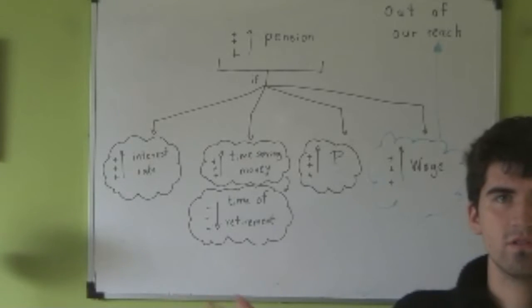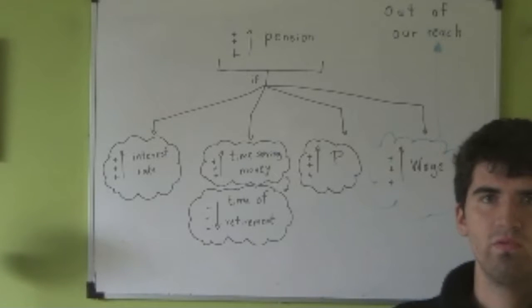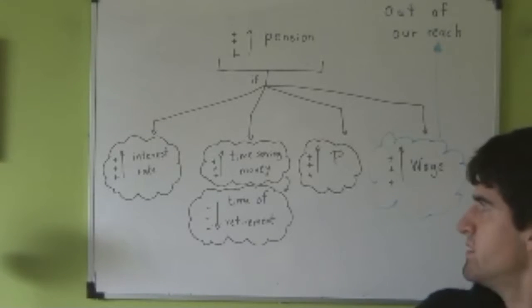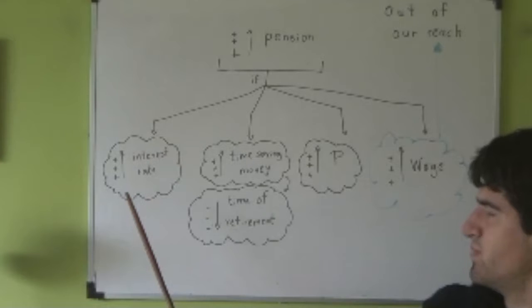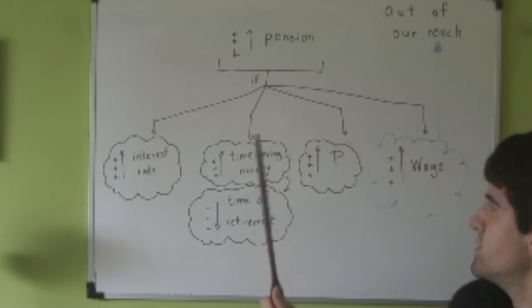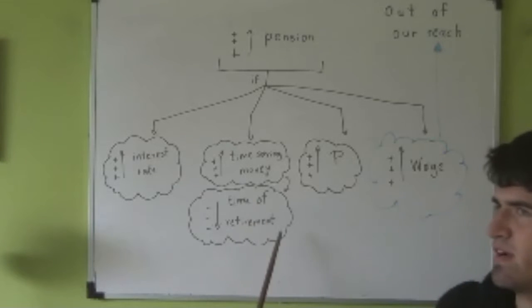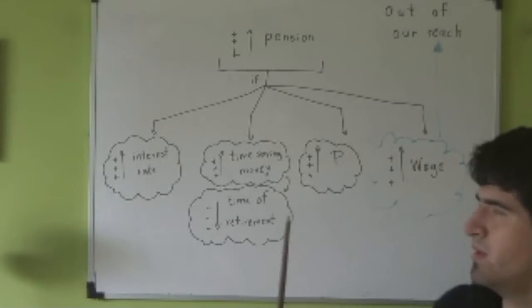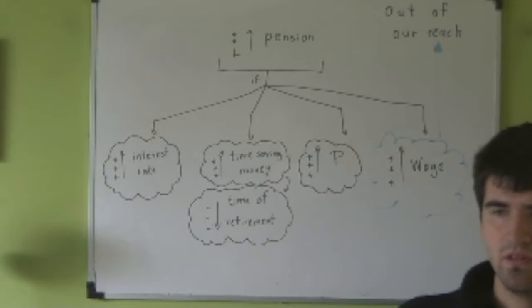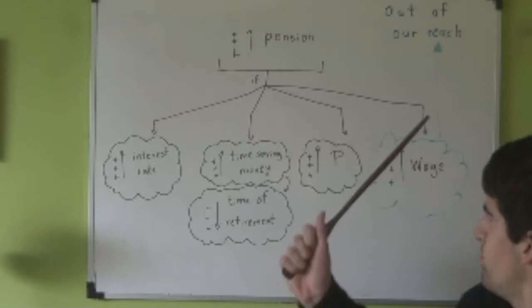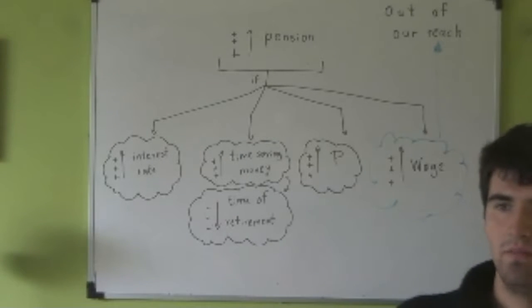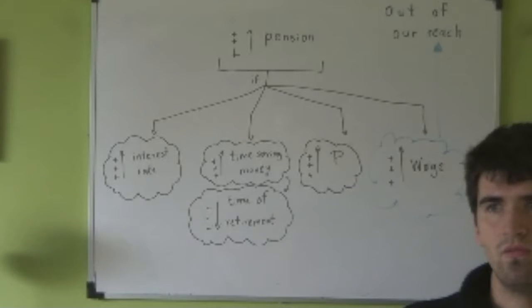So, in other words, there are 4 ways of improving the pension. The first one is to increase the interest rate. The second one is to increase the time saving money, and that means decreasing the time of retirement. The third one is to increase the percentage that the person saves. And the fourth one is increasing the wage. It depends on the market of the whole country.